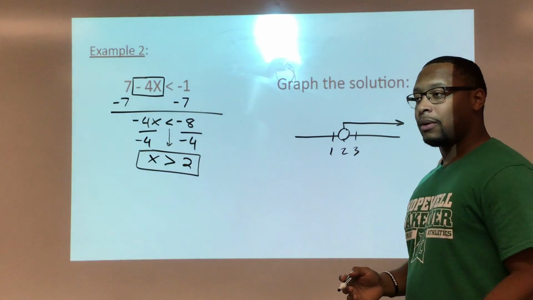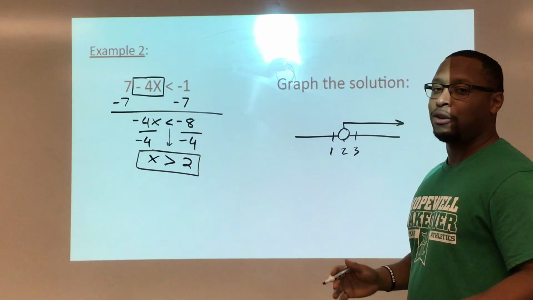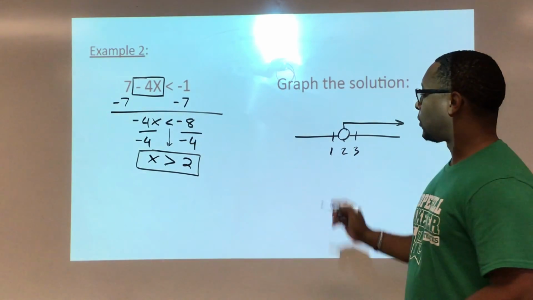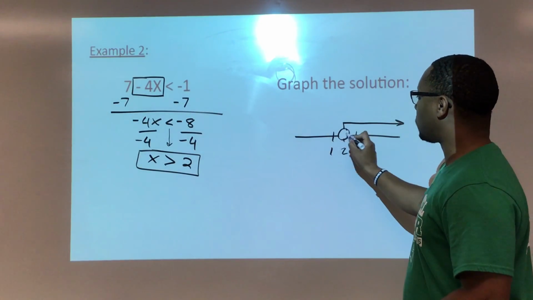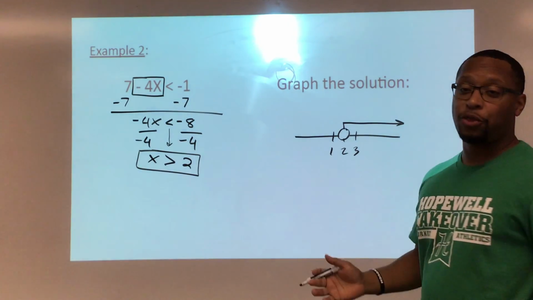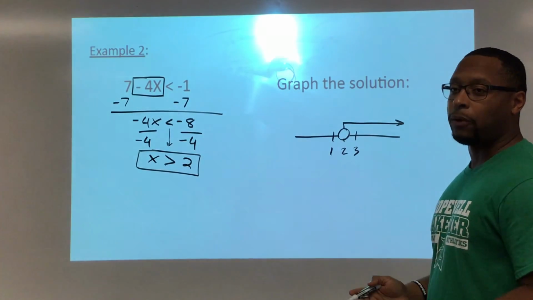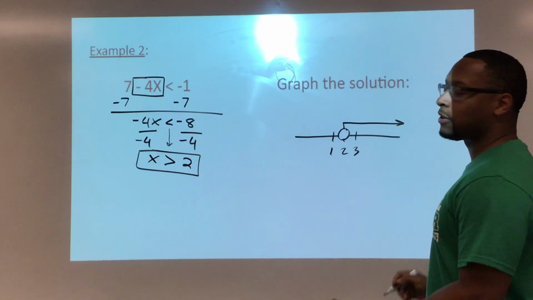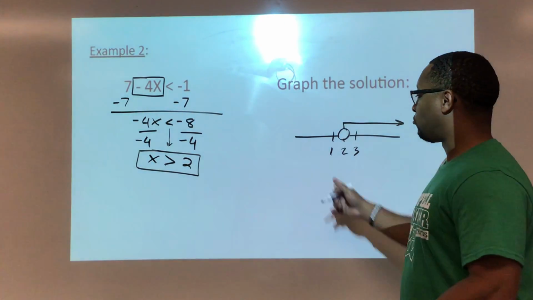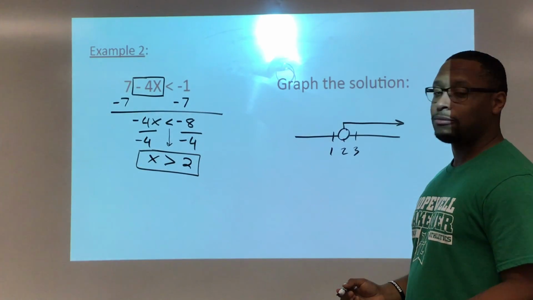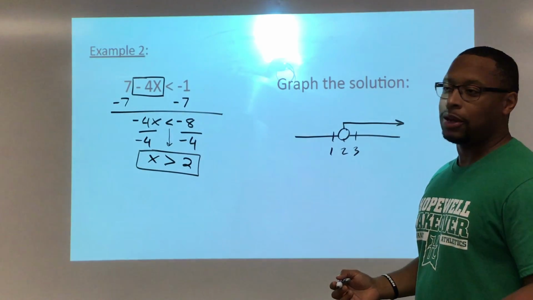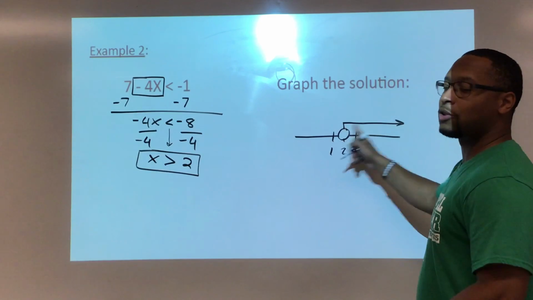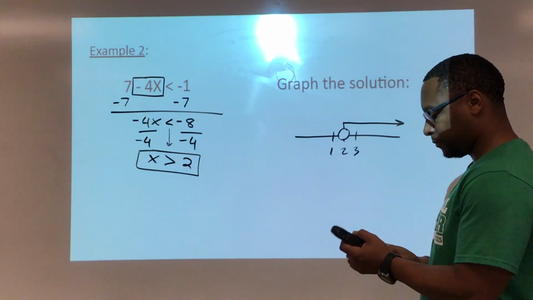So again, can x be 2? No. It has to be greater. That's why we have an open dot. Can x be 3? Yes. Can it be 4? Yes. Can it be 1 million? Yes. It can be any number that is greater than 2. Can x be 1? No. Can it be 0? No. Has to be any number that is greater than 2.